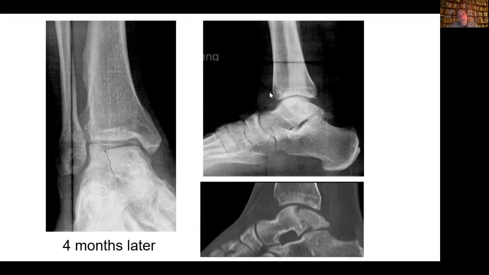And these are the x-rays 4 months later. Here you can see, and also in the CT scan, you can see the large step off of about 4 millimeters in both the ankle and subtalar joint. The patient had relatively mild symptoms, but we said to him, okay, if we don't do something now, he will go on straight to ankle and subtalar arthritis and then a complete hindfoot fusion.